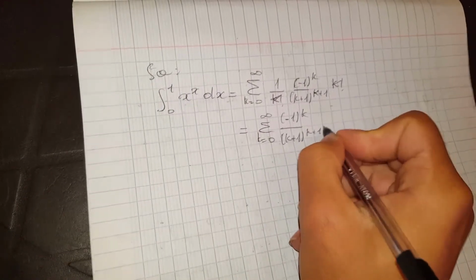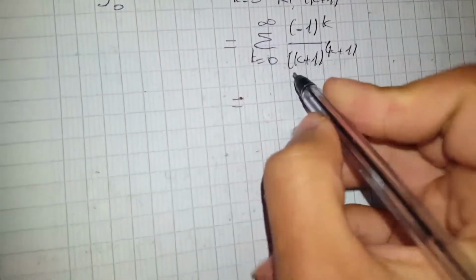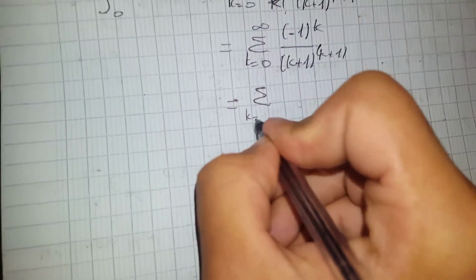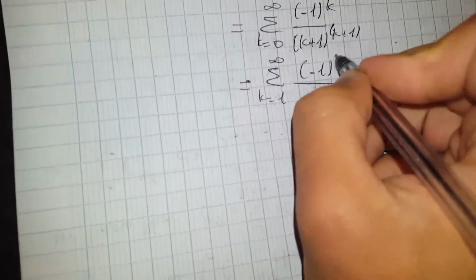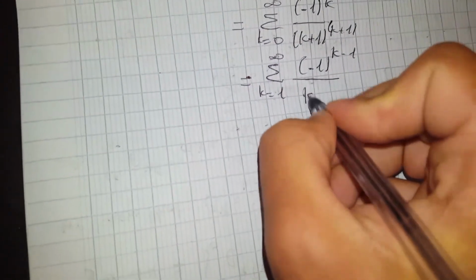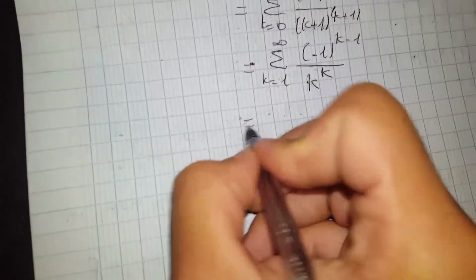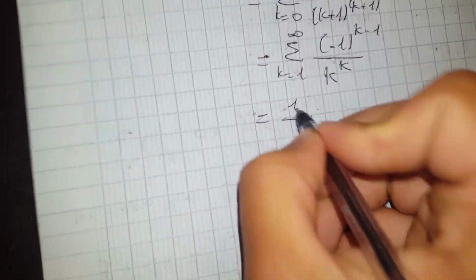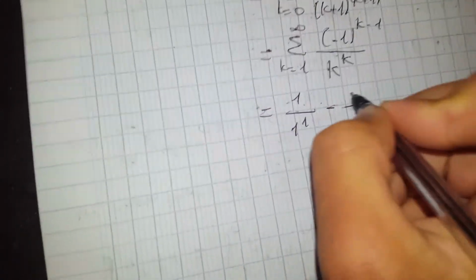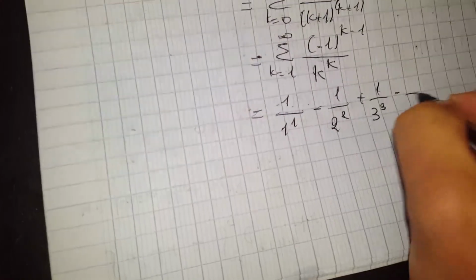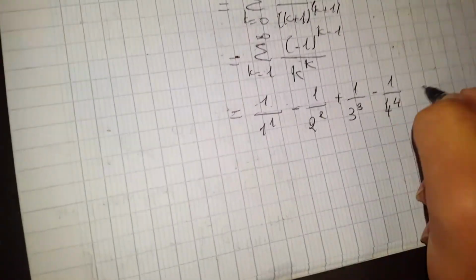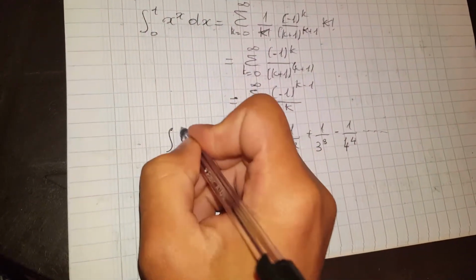And we're going to make another change of variables. It's going to give us the sum from 1 to infinity of minus 1 to the power of k minus 1 over k to the k, and that's 1 over 1 to the power of 1, minus 1 over 2 to the power of 2, plus 1 over 3 to the power of 3, minus 1 over 4 to the 4, and so on to infinity. That's the integral of x to the x.